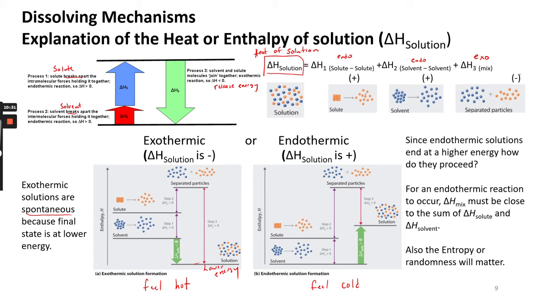Since endothermic solutions end at a higher energy state, how on earth do they proceed? They're not like our spontaneous exothermic solutions. Well, for endothermic reactions to occur, our heat of mixing must be close to the sum of these two. And then there's also the entropy effect. Remember, we talked about entropy a couple slides ago. That is randomness. By having them mix together, we are increasing our entropy, and that helps lower the whole energy state and makes this reaction actually go.